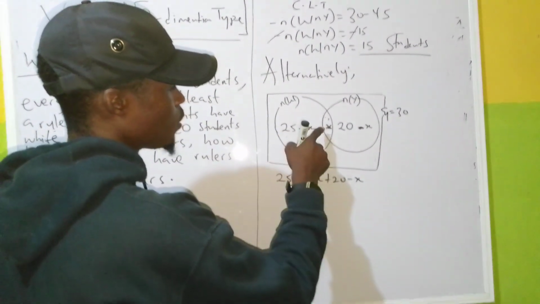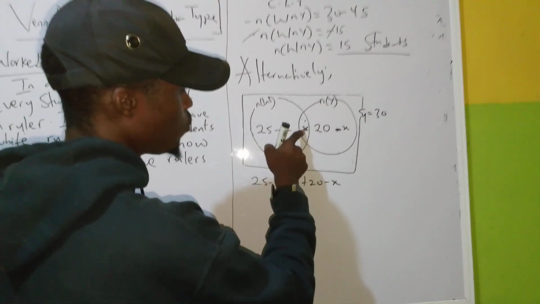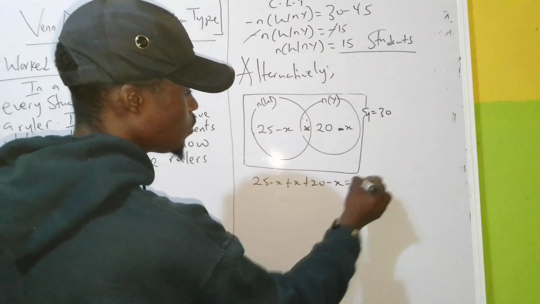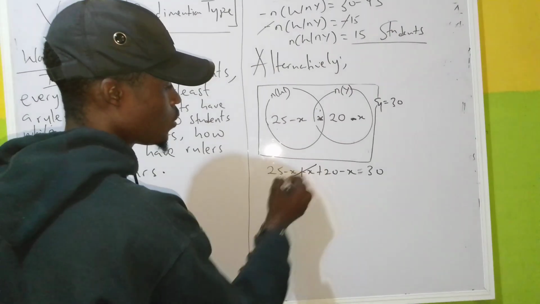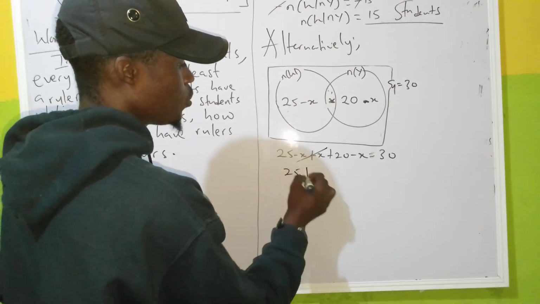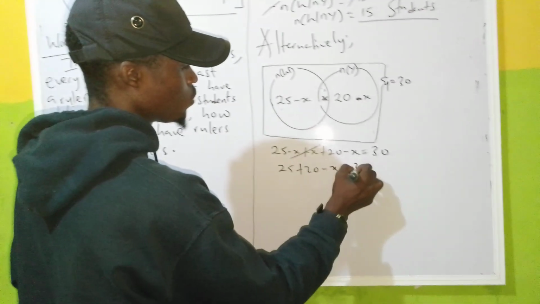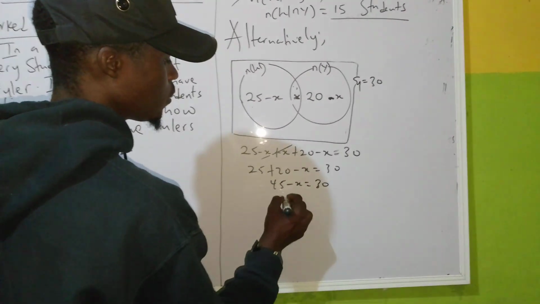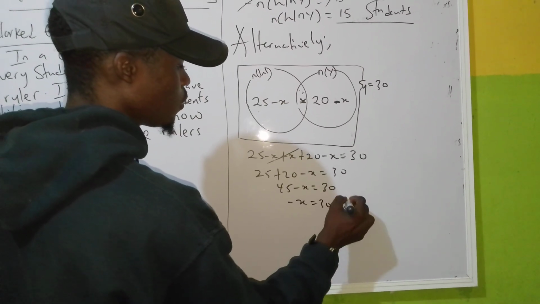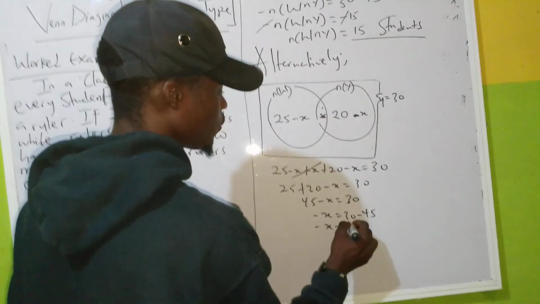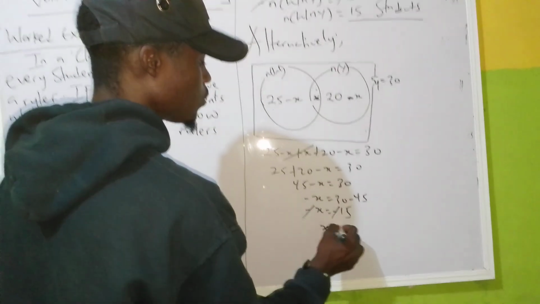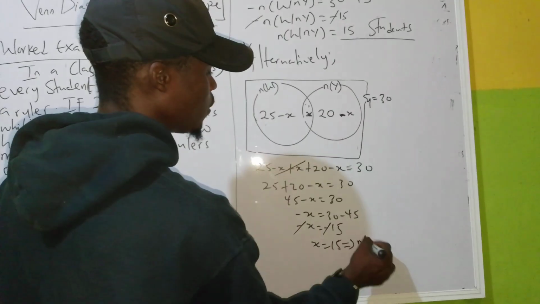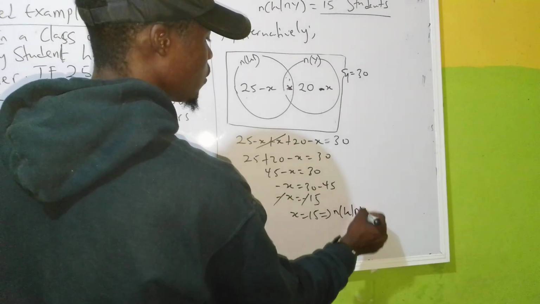Anyway, 25 minus x, this one is x. Whatever you have here is what will determine what you are going to subtract from both sides. Equals to what? 13. So this one is gone. This one is 25 plus 20 minus x equals to 30. This is 45 minus x equals to 30. Minus x equals to 30 minus 45, minus x equals to minus 15. This cancels this, x equals to 15, which implies the number of white and yellow.